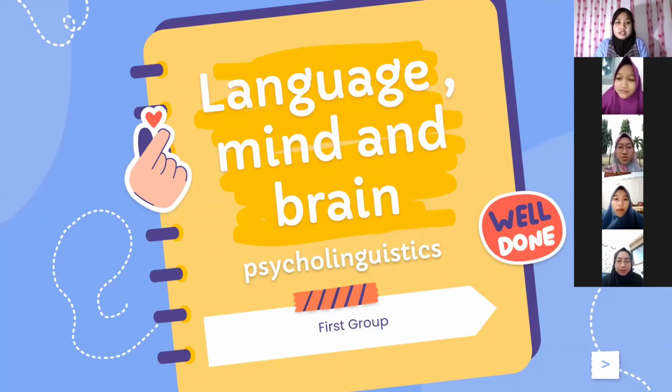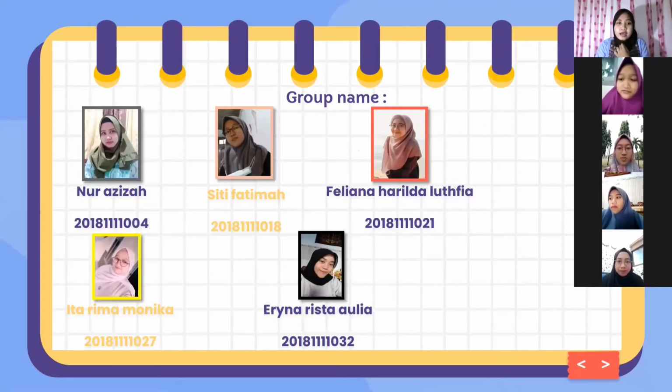We are from the first group. The topic is language, mind, and brain. And there are five members. The first is Nur Aziza, Siti Fatimah, Feliana Harilda Lutfia, Ita Rima Monica, and Erina Rista Aulia.